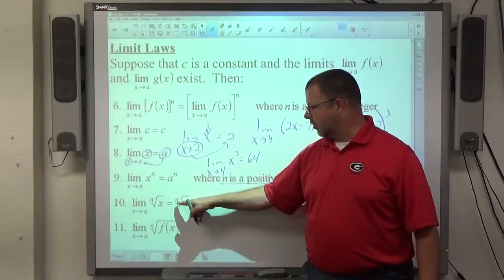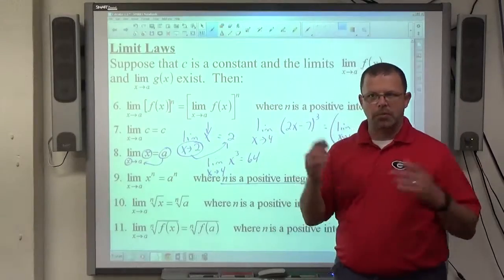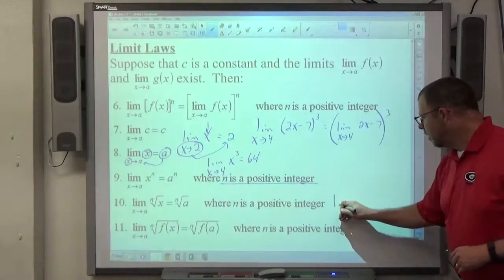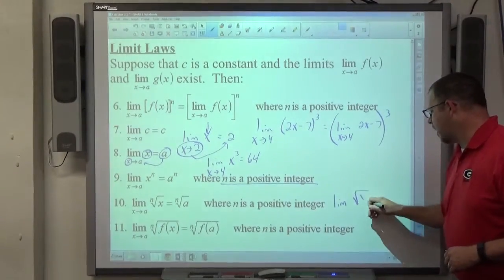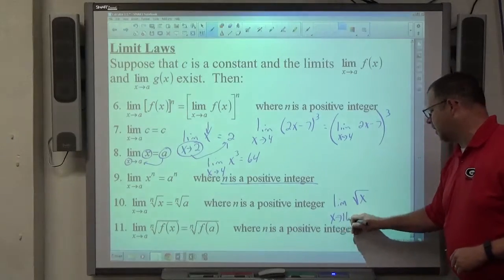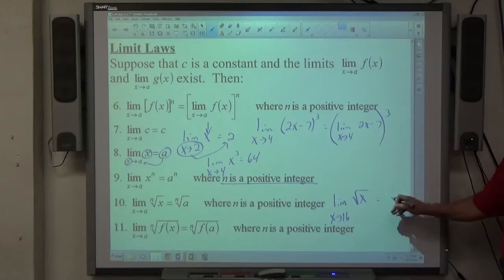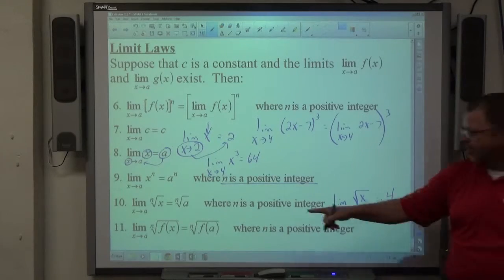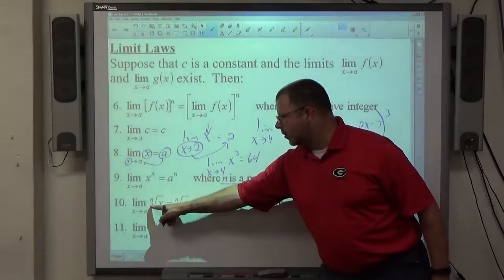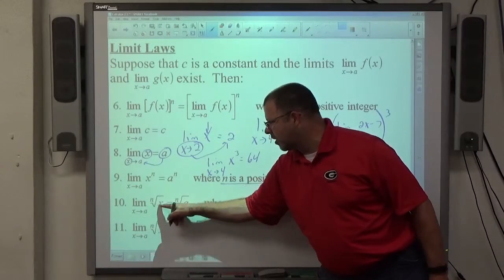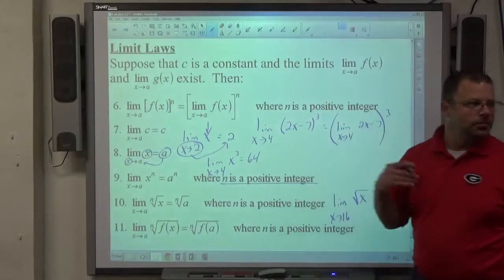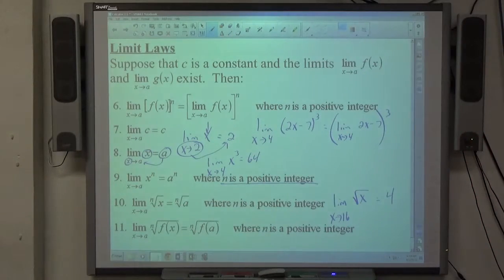A radical is just a fractional power. But anyway, the limit of the square root of x as x approaches 16 is the square root of 16, which equals 4, right? So again, that's all that's saying. If you're doing the limit of a radical as x approaches some number, you change x to that number and evaluate the radical. Okay, evaluation of limits going on.